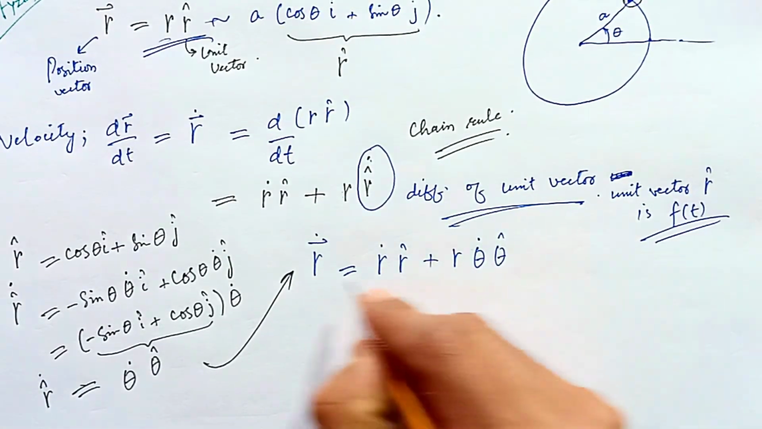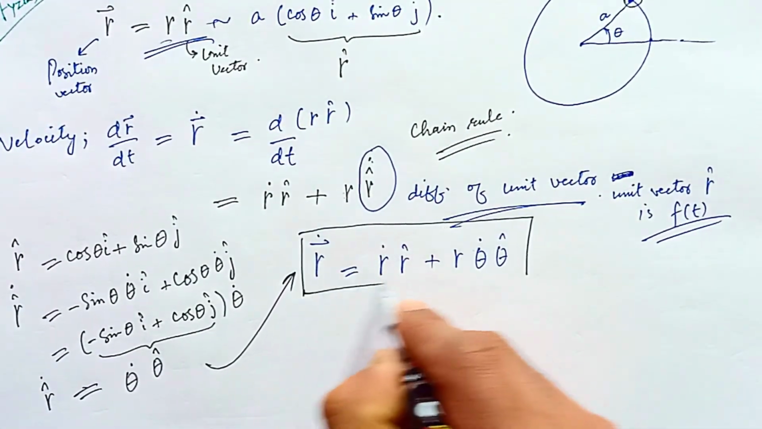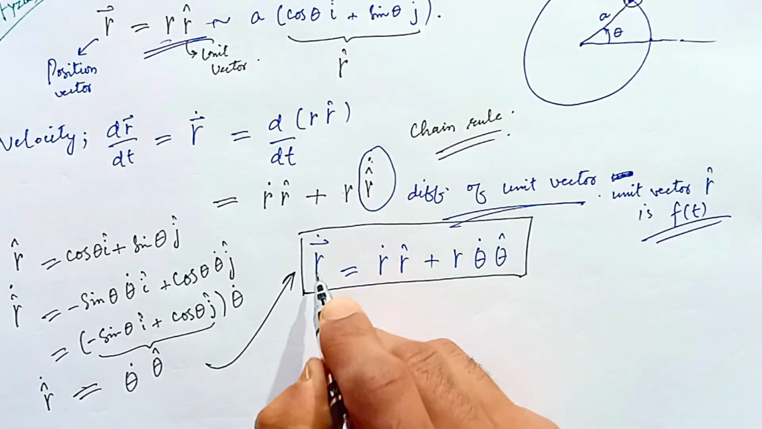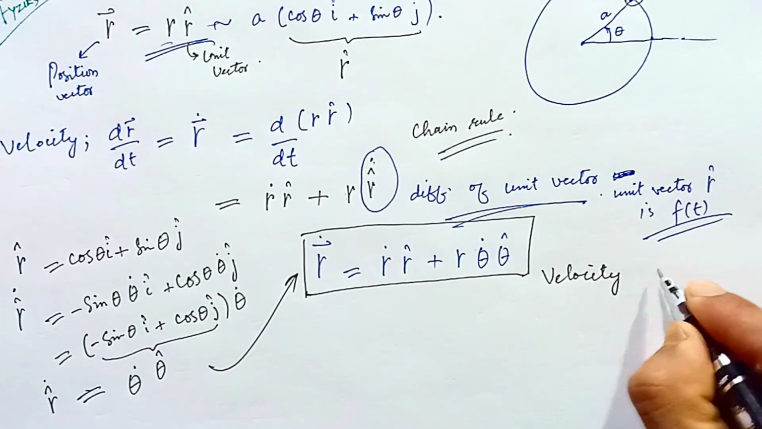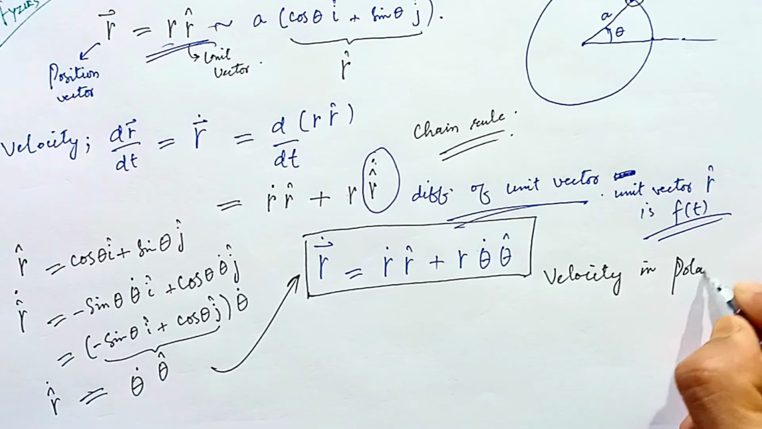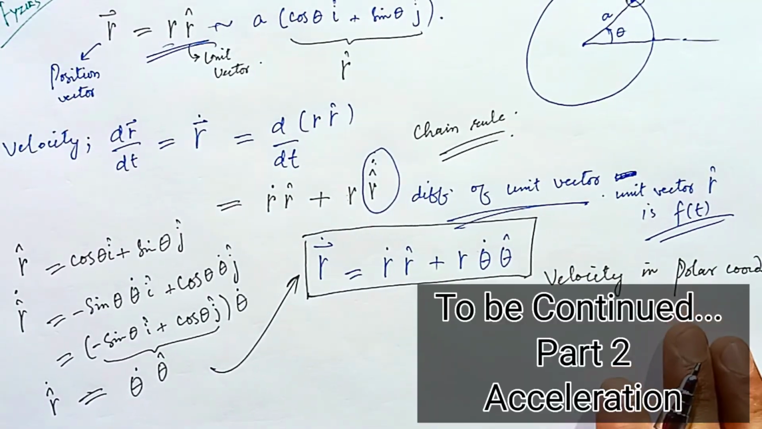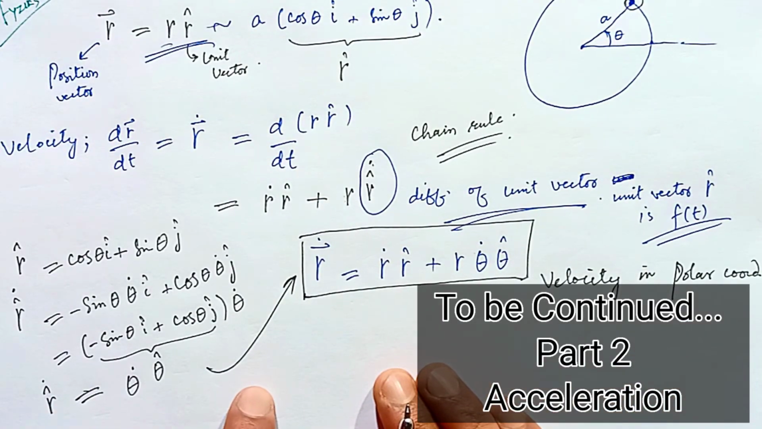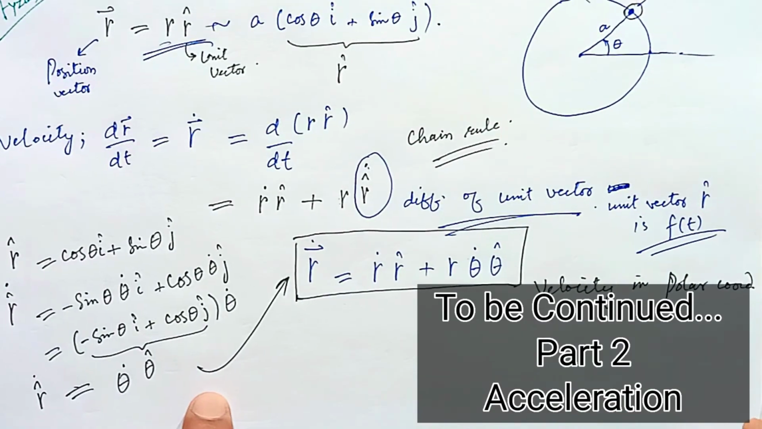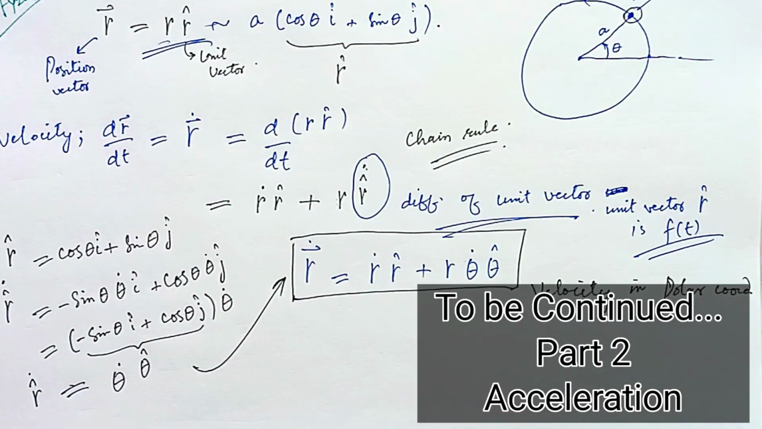This very equation gives the first differentiation of the position vector, that is the velocity in polar coordinate system. Okay, polar coordinate system, fine. So now again we have to calculate the acceleration. For that we have to double differentiate this very thing. Okay, so to get the acceleration.